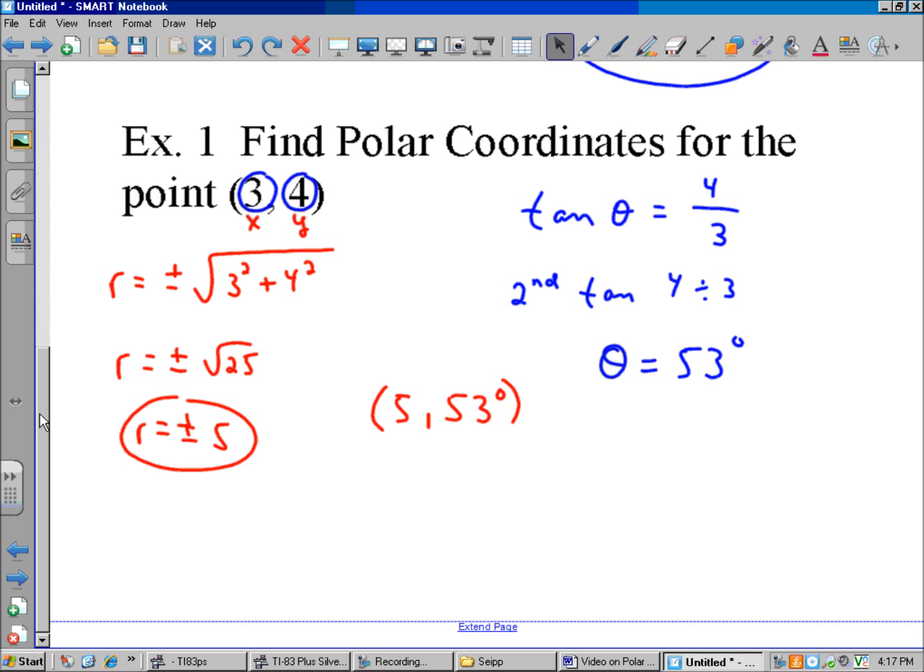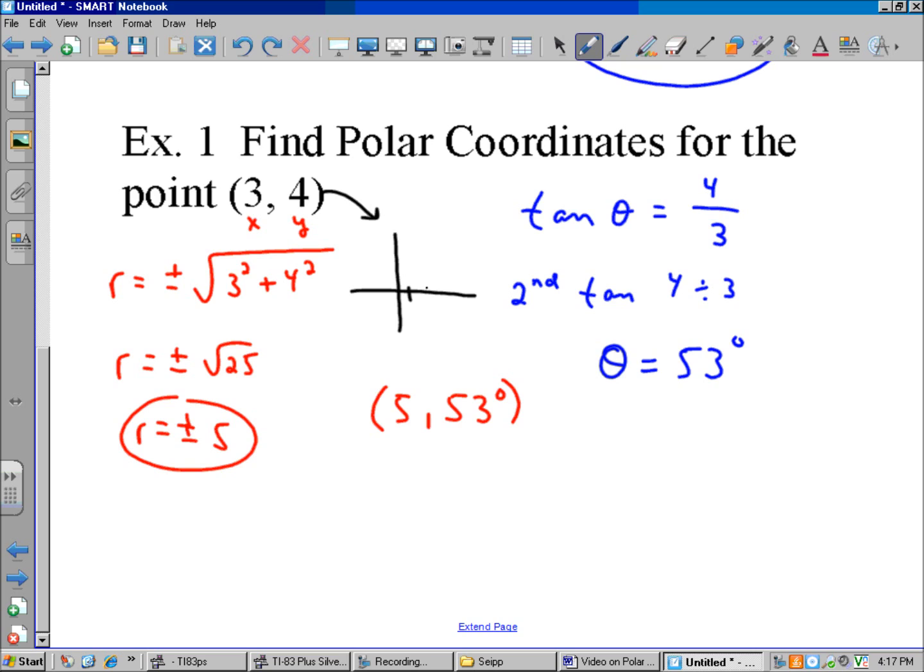Now, why is it a positive 5? Well, let's come back here to the xy coordinate. Where is this point on the xy coordinate? Well, it's over 3 units and up 4 units, right? So that coordinate is in quadrant number 1. Where's 53 degrees? Well, that is in quadrant number 1, right? This would be the 53-degree line, and then this would be out 5 units. Does that make sense that it would be 5 units from the origin? Yeah, I think it would, and I'll tell you why.